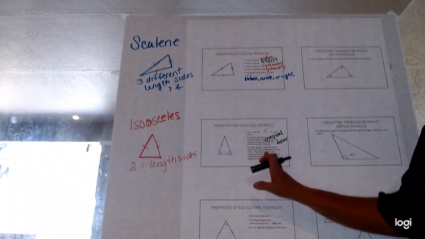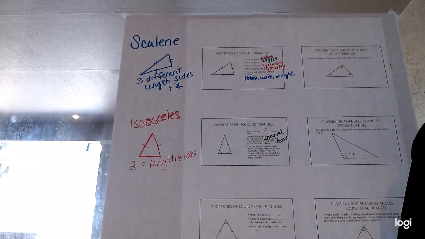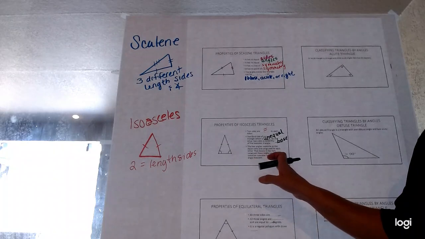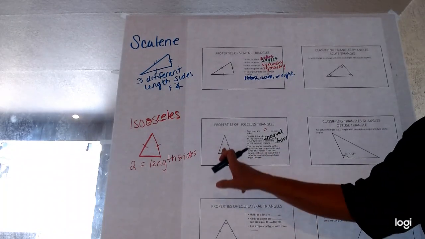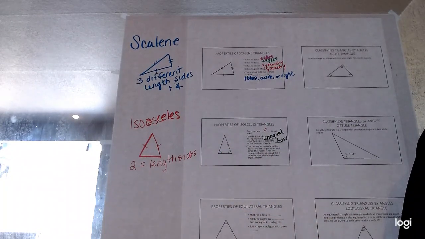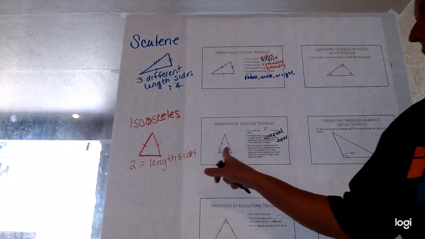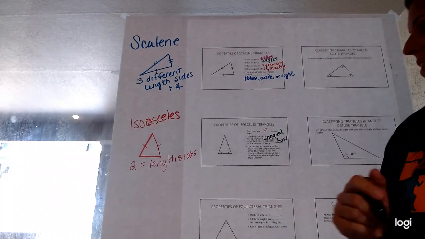Okay, and then the two angles opposite to each side are what we call congruent, meaning equal to each other. That means it has congruent base angles, which means these angles are going to be equal to each other. And this is called the isosceles base angle theorem. And we're going to get into that next week. So these angles will be the same exact measure.